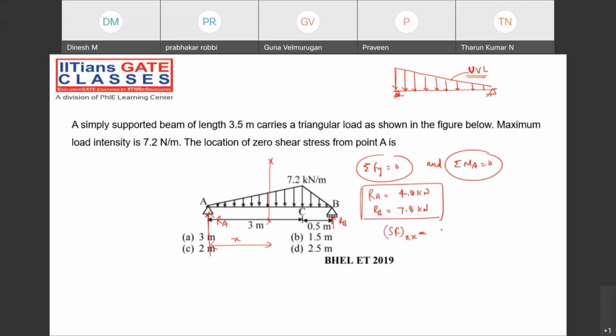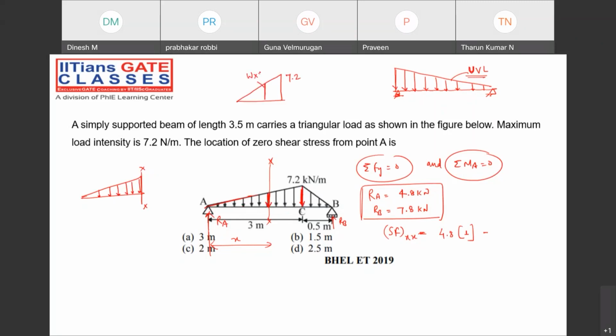So RA will be 4.8 into 1. We are not calculating moment, we are calculating the shear force. Minus of what? This loading condition. I'm drawing once again here, this loading condition at a location X. Now, my dear friend, tell me, if this maximum value is 7.2, then what will be the value at this location? Can we follow similar triangles, my dear friend?